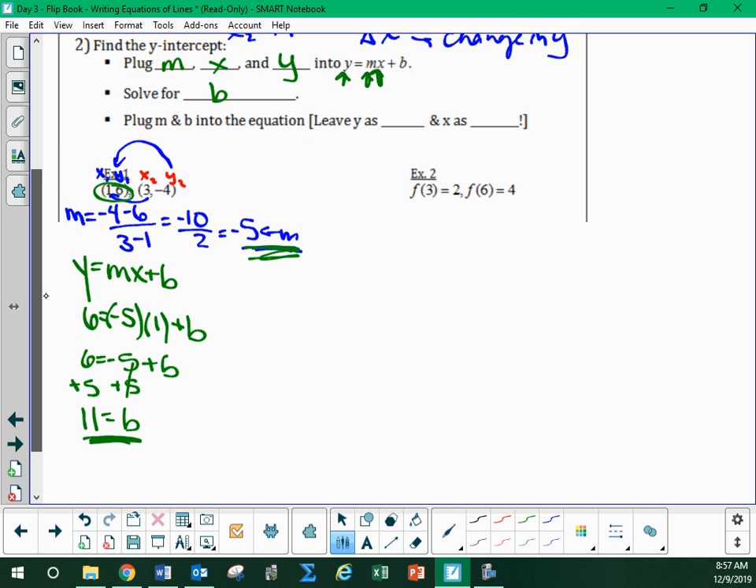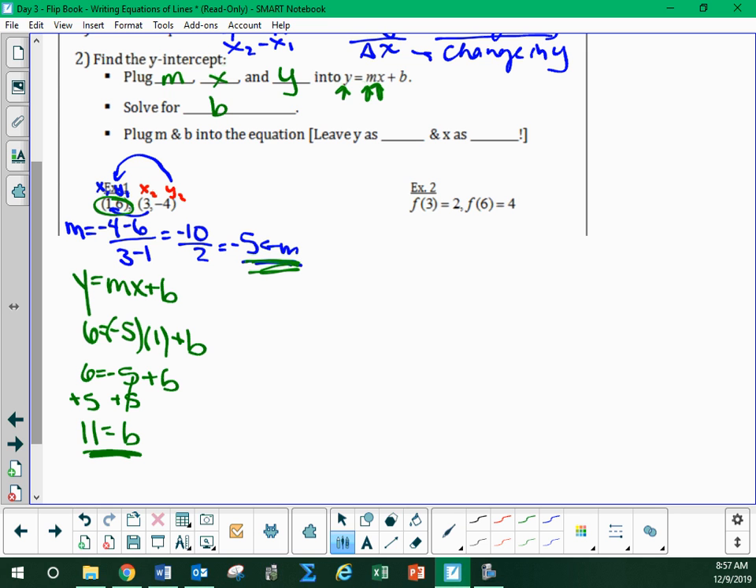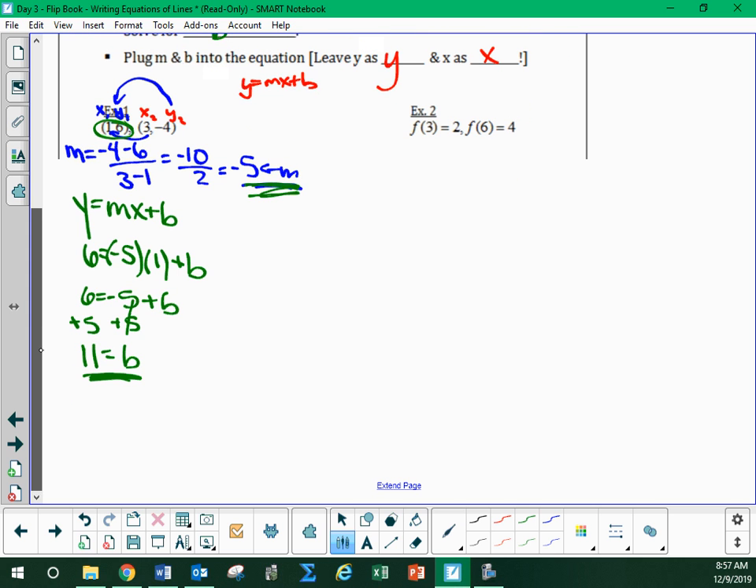So that's the last step, is just plug in your slope, your m, and your y-intercept b into the equation. And remember, leave y as y and x as x. Our equation is y equals mx plus b. So y equals, my m is negative 5, x, my b value is 11. Y equals negative 5x plus 11.